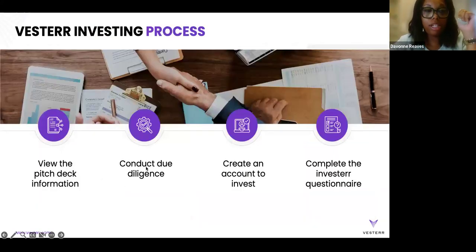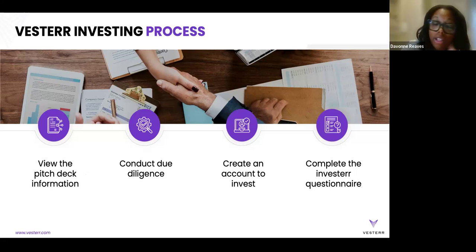So the Vestor investing process is you're reviewing the pitch information. All of this information is on the website. Conducting due diligence, then you'll create an account to invest and then complete the investor questionnaire, right? And so you want to review the pitch deck information that's on the site because you want to see if it makes sense, right? We also have videos that tell you about the deal. And you get to meet the funders and hear their story, as well as read the due diligence documents, right? So that's important. That way you can share those with your CPA or lawyer or financial advisor, right? To make sure that it looks good.